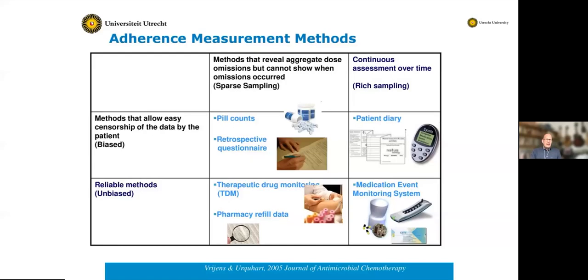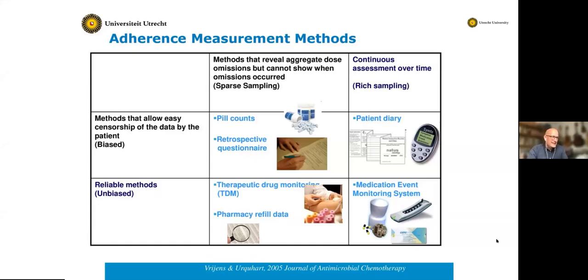More, but the more biased methods. On the top left-hand side, you see pill counts or questionnaires that are mostly retrospective, so asking people, did you take your medication the past week or the past time? Pill counts are also retrospective, so asking people to bring their medication and packaging and counting how many are left over. And obviously the problem with that is it's easily biased.